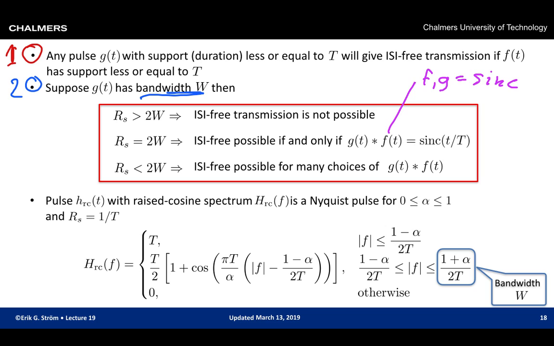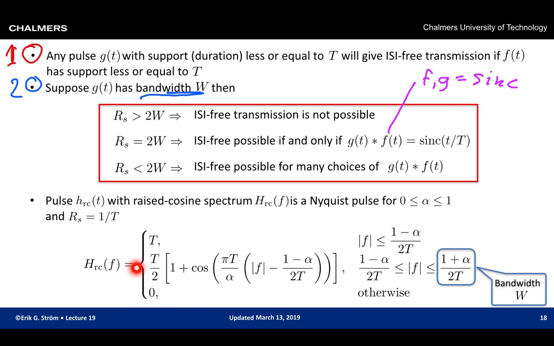What happens if you use root-raised cosine? Yeah, so let's get to that in a second, right? So the next choice is when the symbol rate is less than twice the bandwidth, then we have some flexibility, and then we can use root-raised cosine pulses for G and F. Okay, so here there are many choices of G and F that work. And if the convolution of this is this HRC, okay, which is a signal with the root-raised cosine spectrum, which is this.